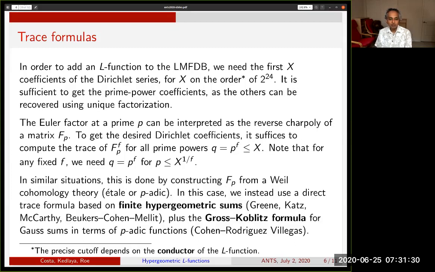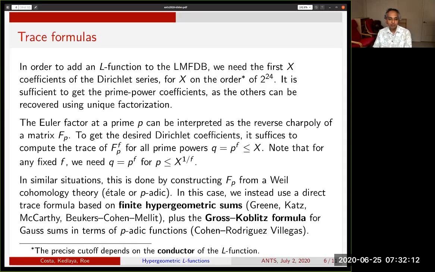Typically, when one computes L-functions, one uses some sort of cohomological interpretation. For example, Schoof's algorithm for elliptic curves uses the interpretation of Frobenius acting on torsion points of the elliptic curve. This is essentially a computation in étale cohomology. Other algorithms of the sort that I and others have considered involve use of p-adic cohomology theories. In this case, however, we are not using a cohomological interpretation of the Euler factor. We're using a direct trace formula based on finite hypergeometric sums, which have been considered in various forms by Greene, Katz, McCarthy, and Beukers, Cohen, Mellit.